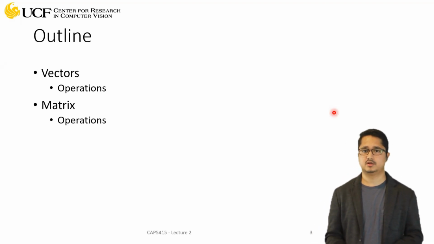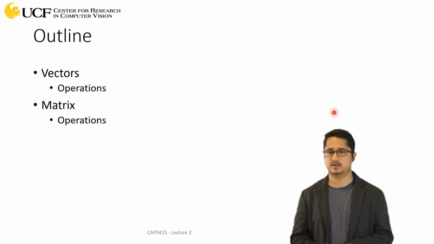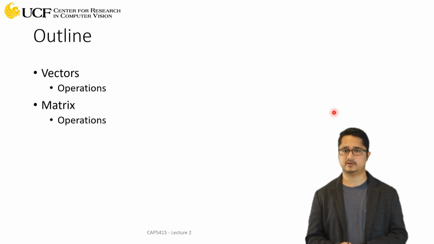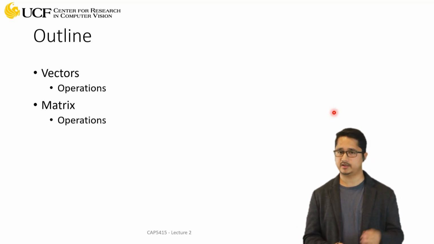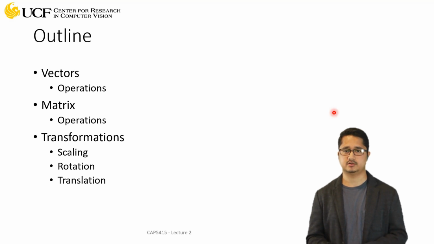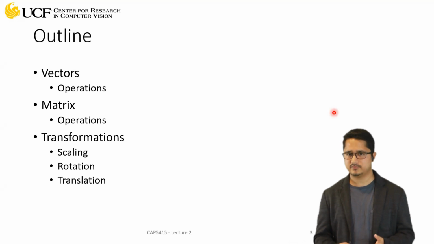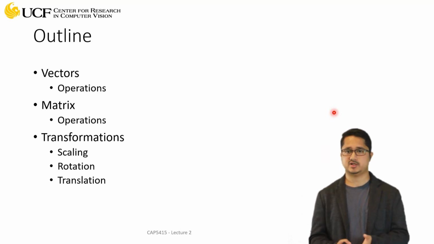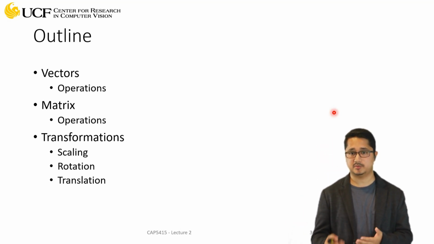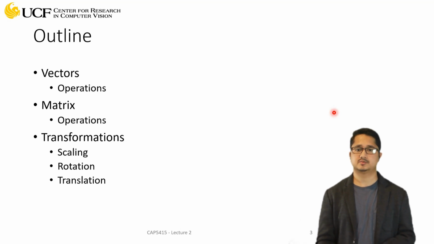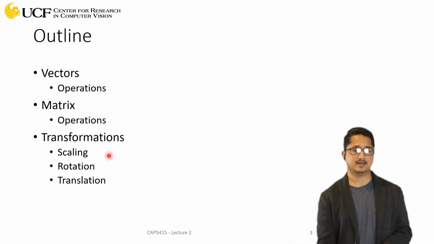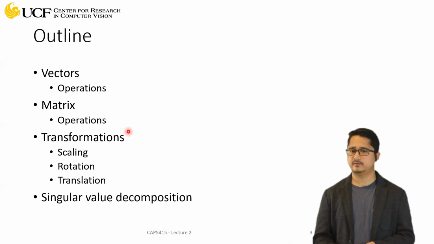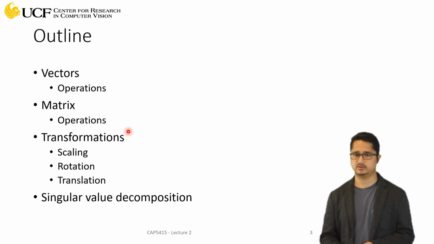Okay. So let me quickly go over the outline, what all topics we are going to cover in this lecture. We'll start with vectors and what different operations we can perform using vectors. Then we'll move on to matrices, and again, what different operations are done on matrices. The next step will be different transformations which can be performed using these vectors and matrices, which are actually relevant for computer vision, which can be done on images or videos. Some of these basic transformations will be scaling, rotation, and translation. And then finally, we'll have the singular value decomposition, the SVD algorithm.